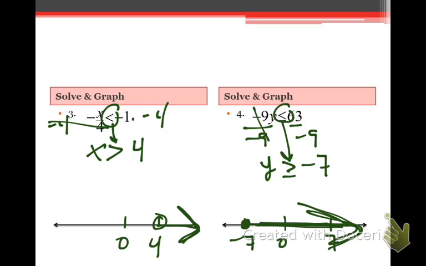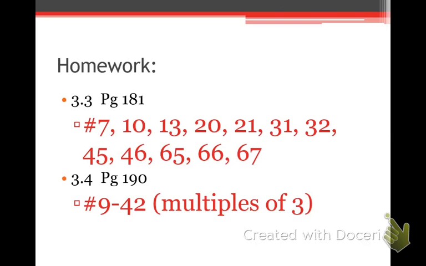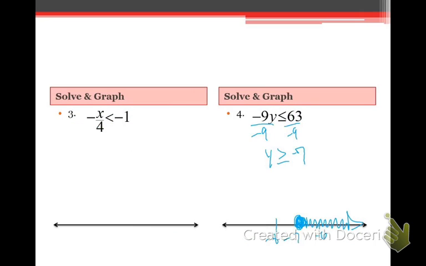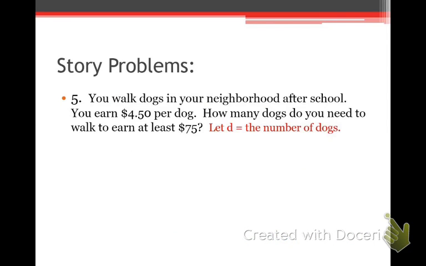Okay. All right. Take a look at a quick word problem together. Sorry. Here we go. Story problem. You walk dogs in your neighborhood after school. You earn $4.50 per dog. How many dogs do you need to walk to earn at least $75? And let D be the number of dogs. So we've already defined the variable for you. You don't have to worry about doing that.